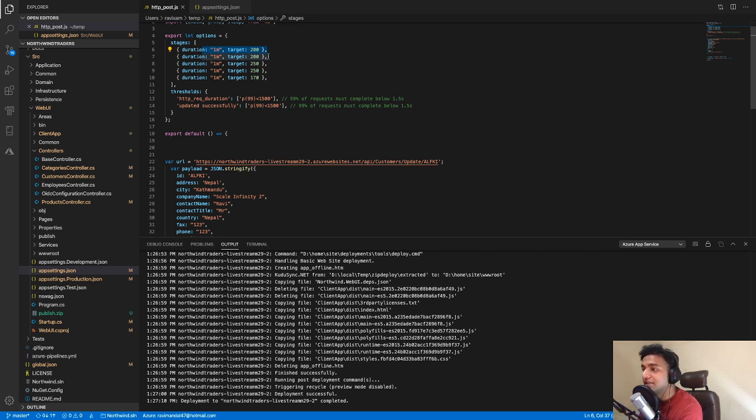Then for another minute it will keep the 200 users as it is. In the third minute it will bump up the number of users to 250, and then in the fourth minute it will keep the number of users at 250, and then on the last, fifth minute it will lower the number of users to 170.